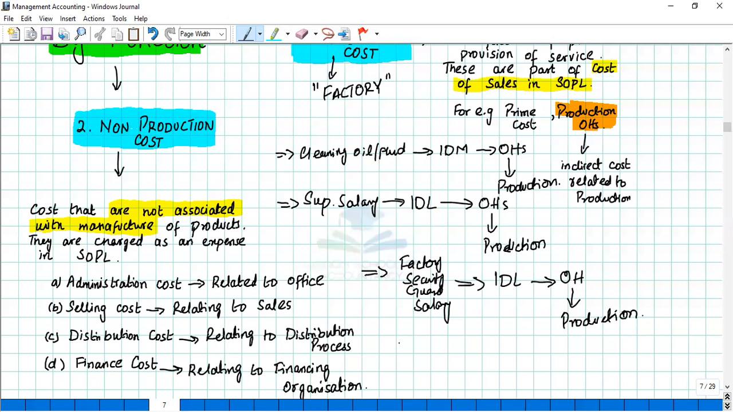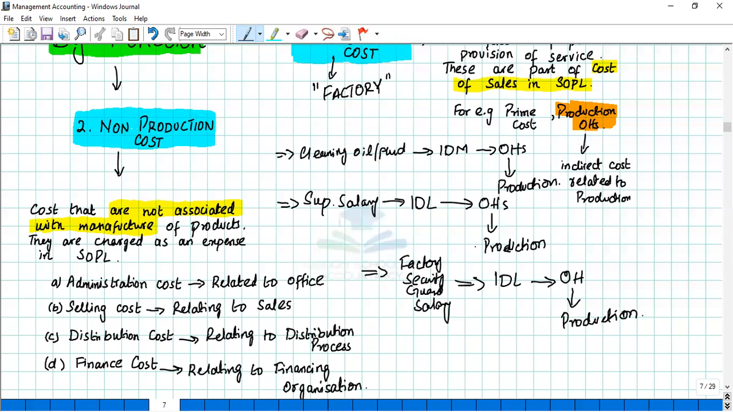Then comes the finance cost. Finance costs are all the costs that are related to the financing of an organization. So basically, a very simple example is you took out some loan for your organization, and against that loan you are paying some interest. So that interest cost is known as your finance cost, and finance cost is a non-production cost. So that was non-production cost.